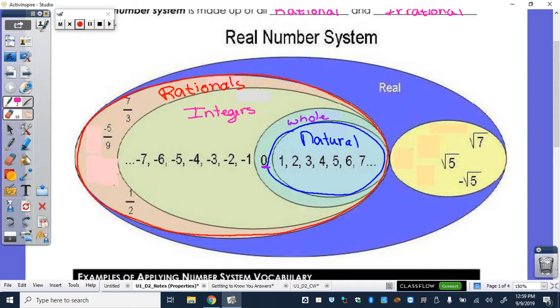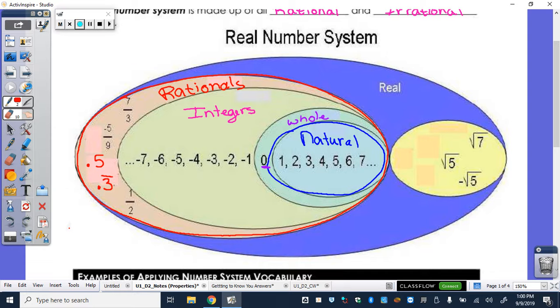And then those are all also in your rational numbers. So rationals also just bring in your fractions and decimals that terminate. So for example, 0.5 is a rational because it is a decimal that terminates. Decimals that repeat patterns, so for example, 0.3 repeating, would be rational. So the majority of numbers that you've dealt with so far are actually rational numbers.